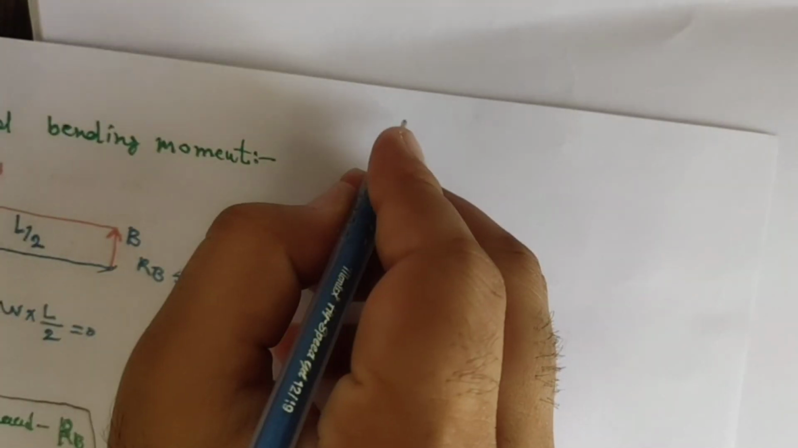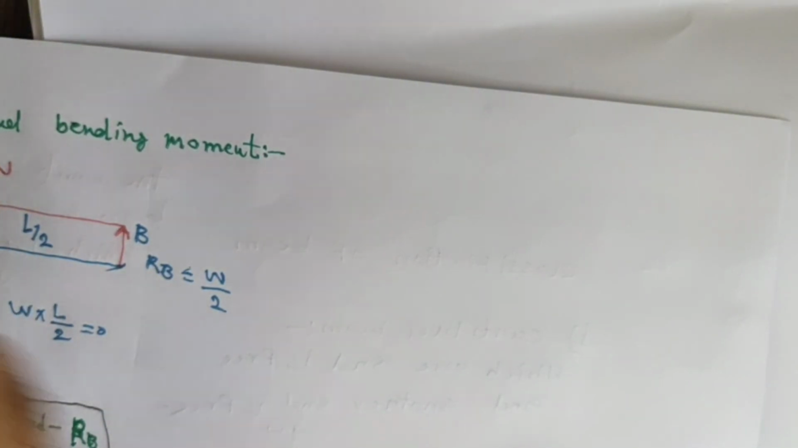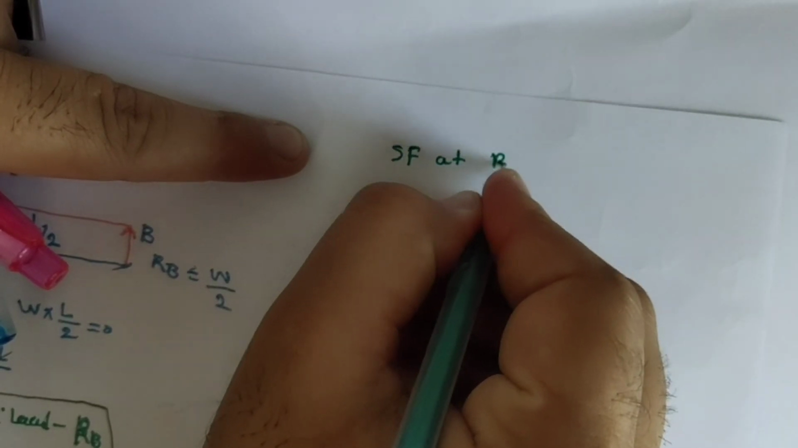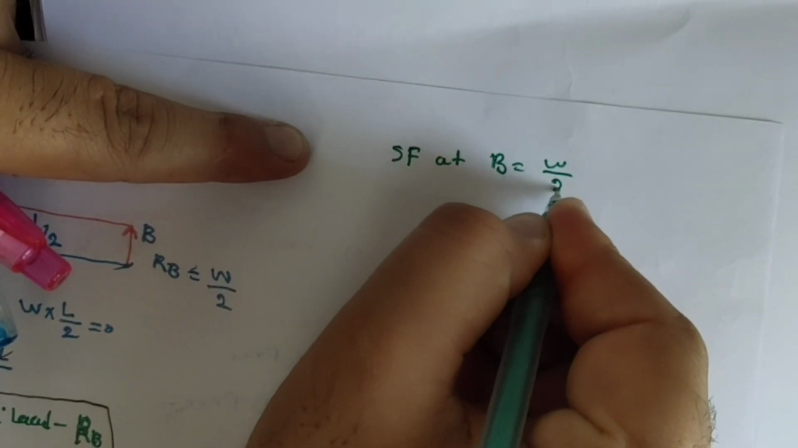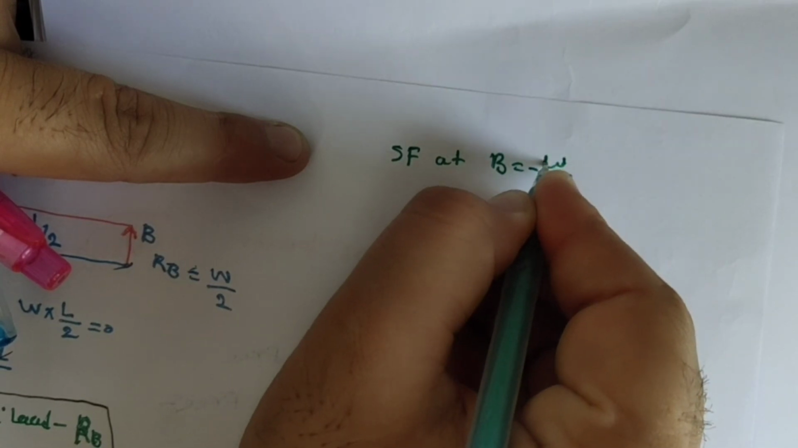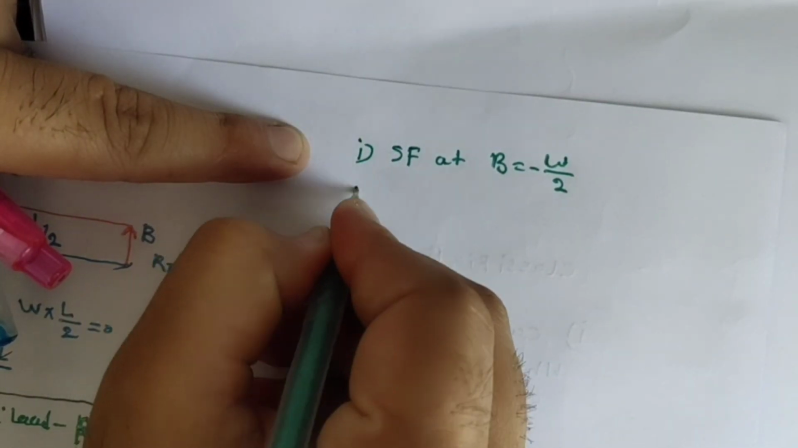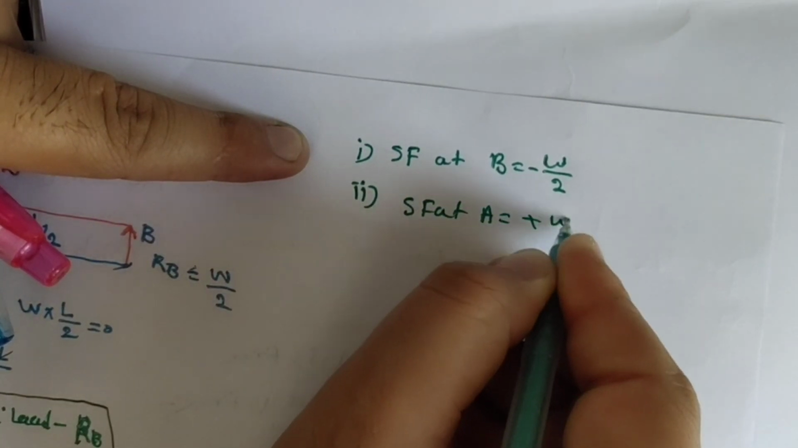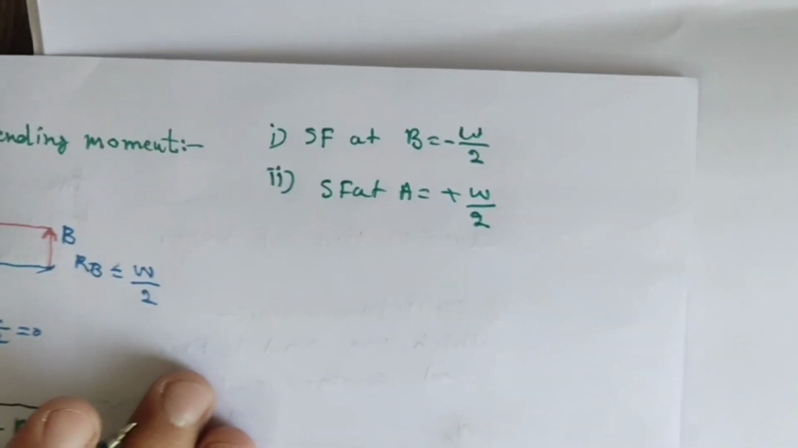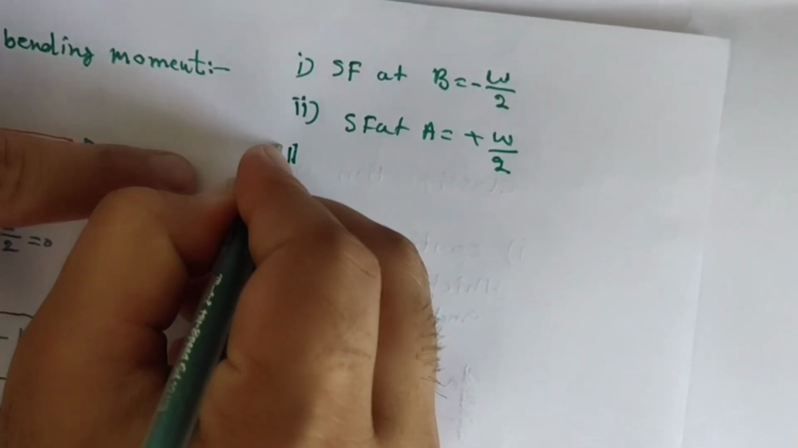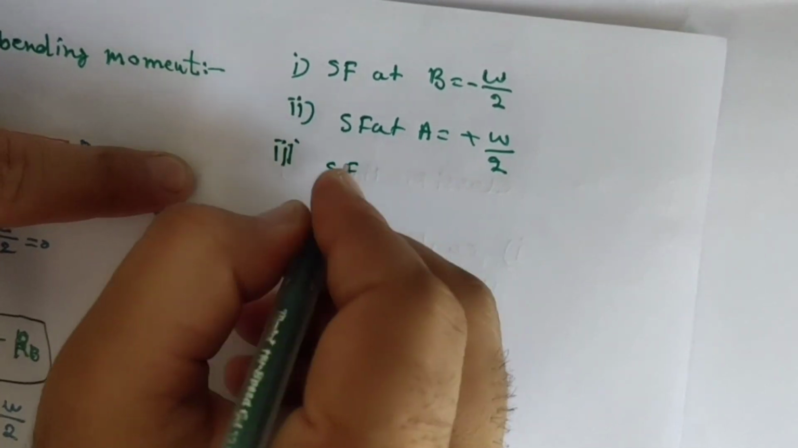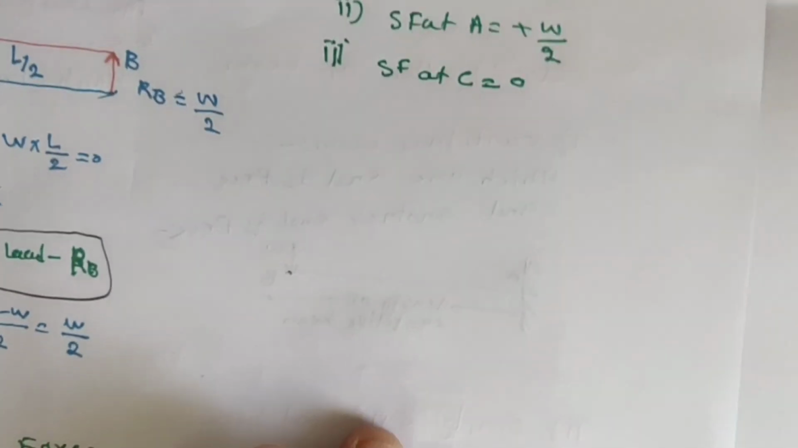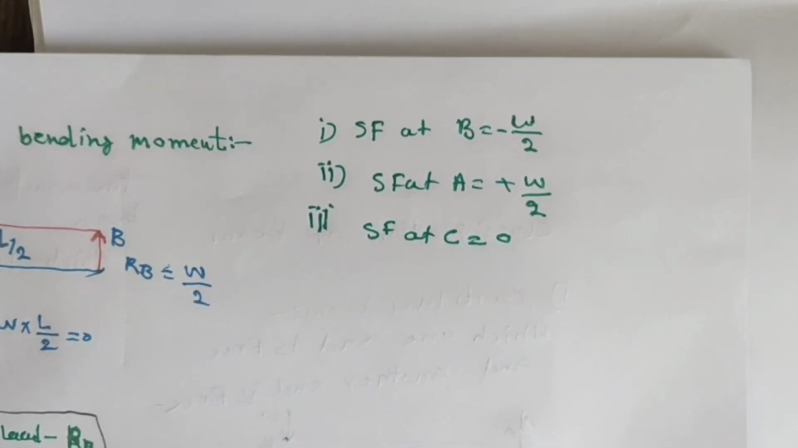Look at here, dear friends. Now we calculate SF at B is equal to W by 2 minus W by 2, and second, SF at A is equal to positive W by 2, and third, SF at C is equal to 0.